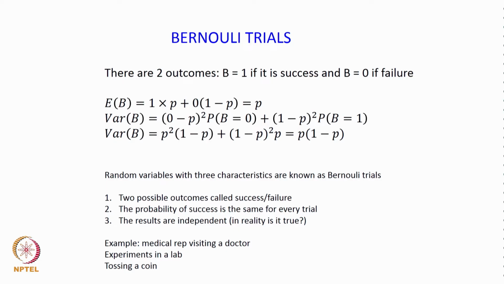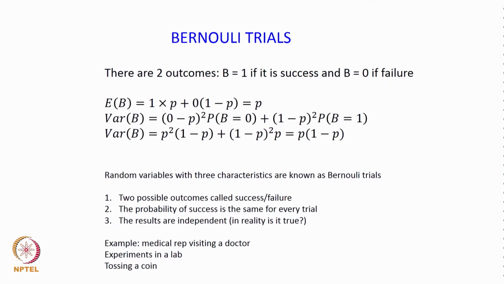So, again to repeat, random variables with 3 characteristics are known as Bernoulli trials. There are only 2 possible outcomes, which are called success and failure. The probability of success is the same for every trial and the results are independent. We discussed this aspect with the medical representative visiting a doctor: if there are 10 doctors, the visits are independent.